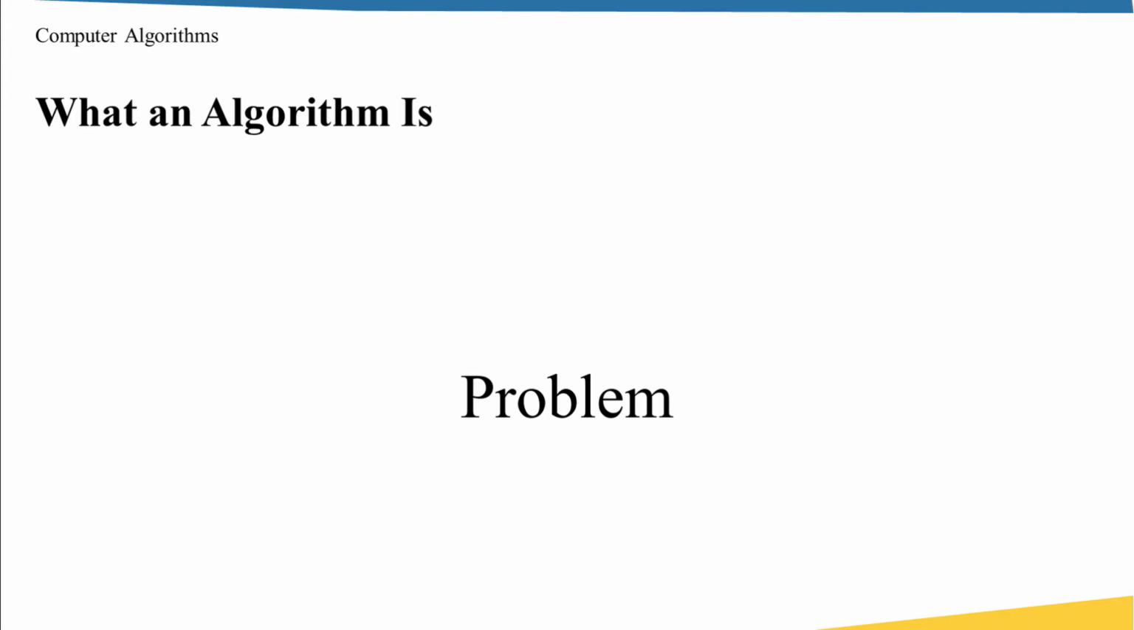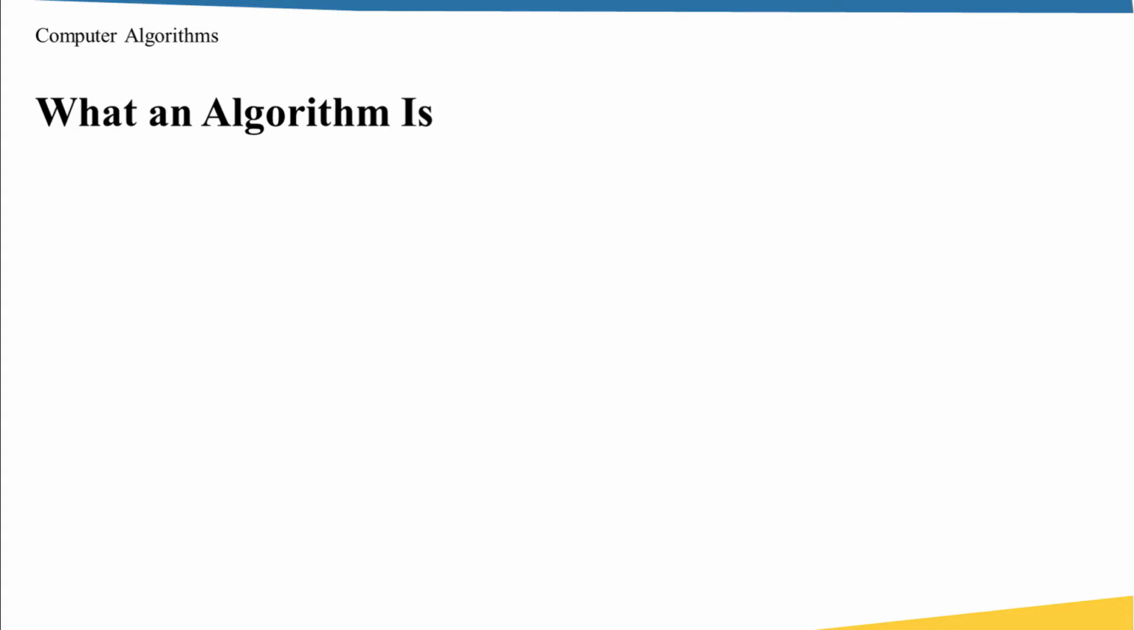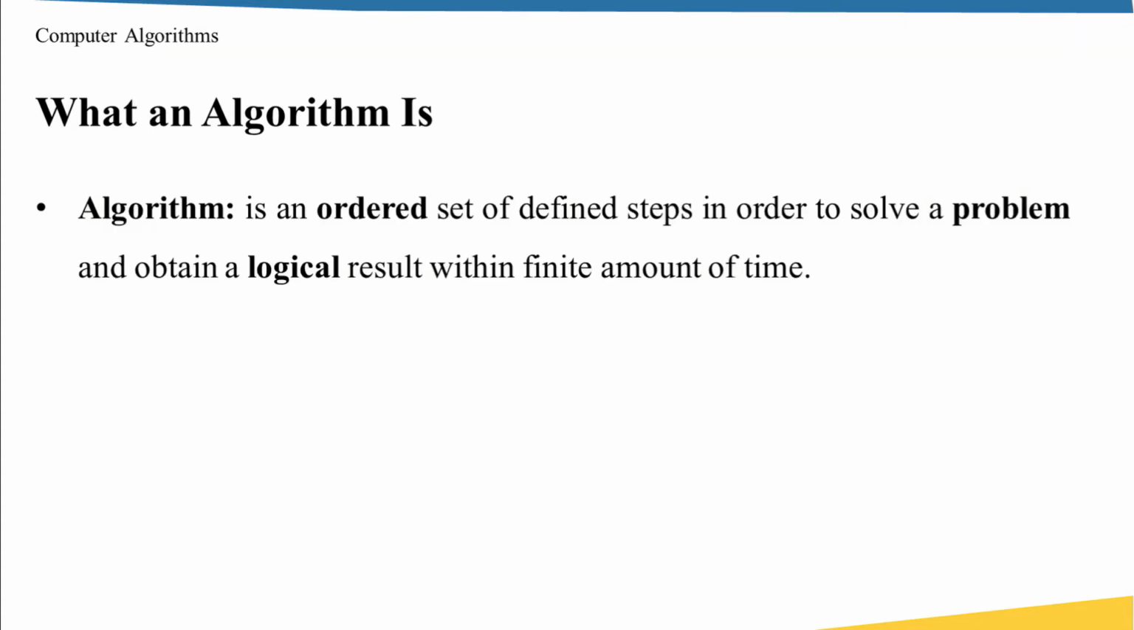Usually, when we have a problem and we want to solve it using computers, the first thing to think about is the solution algorithm. So what's an algorithm? An algorithm is an ordered set of defined steps in order to solve a problem and obtain a logical result within a finite amount of time. From this definition, we can understand that the algorithm represents the steps that should be implemented inside the program in order to solve the problem.